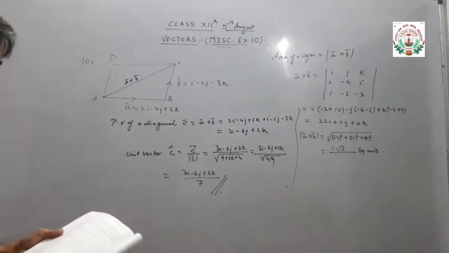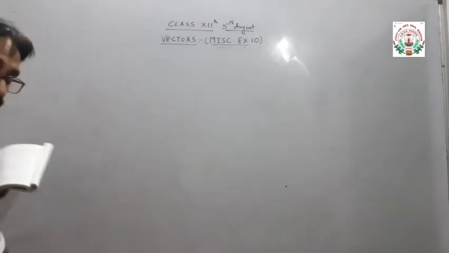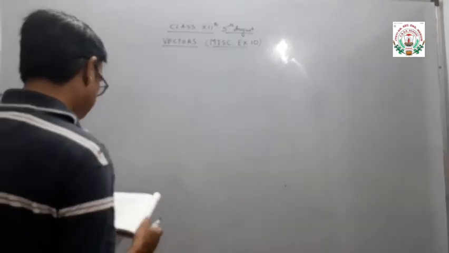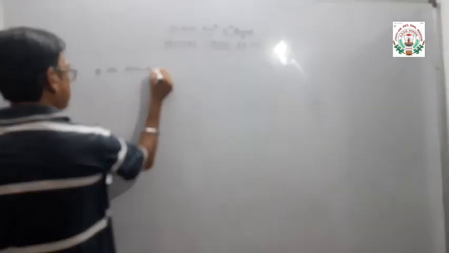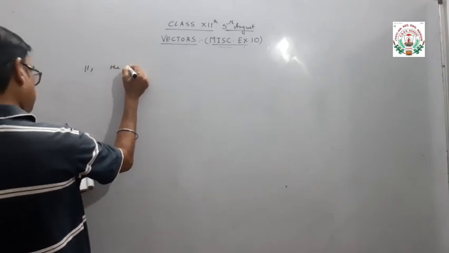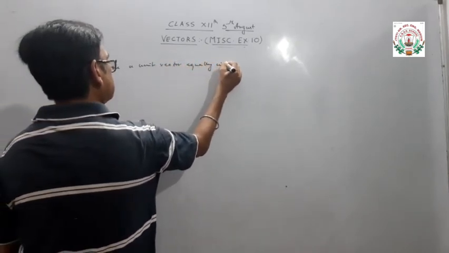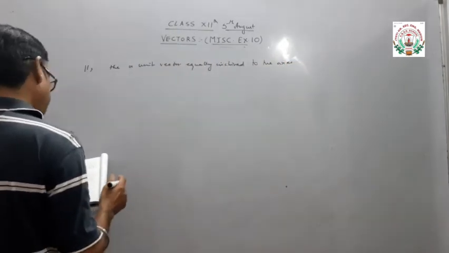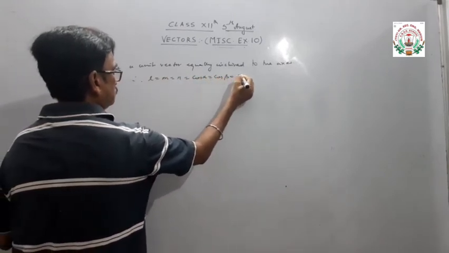Now next, question number 11. Show that the direction cosines of a vector equally inclined to the axes. Since it is a unit vector equally inclined to the axes, therefore l equals m equals n, that is cos alpha equals cos beta equals cos gamma.